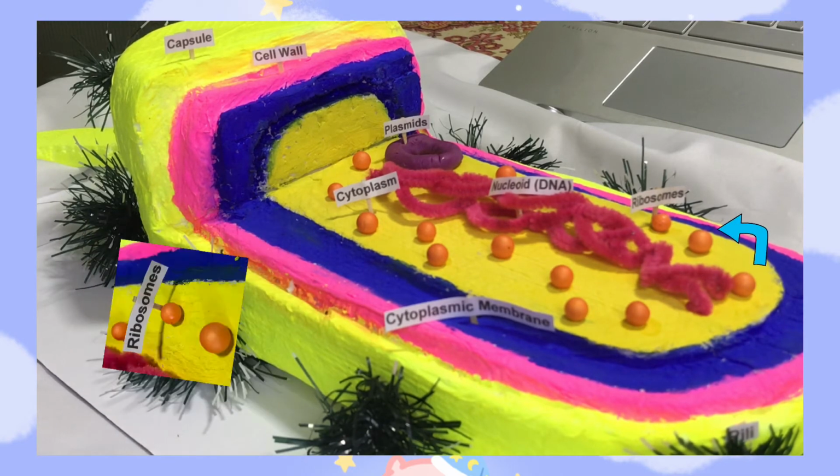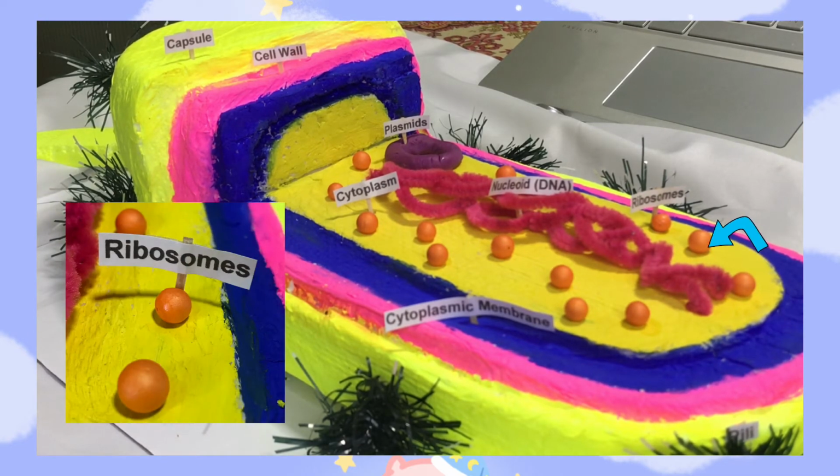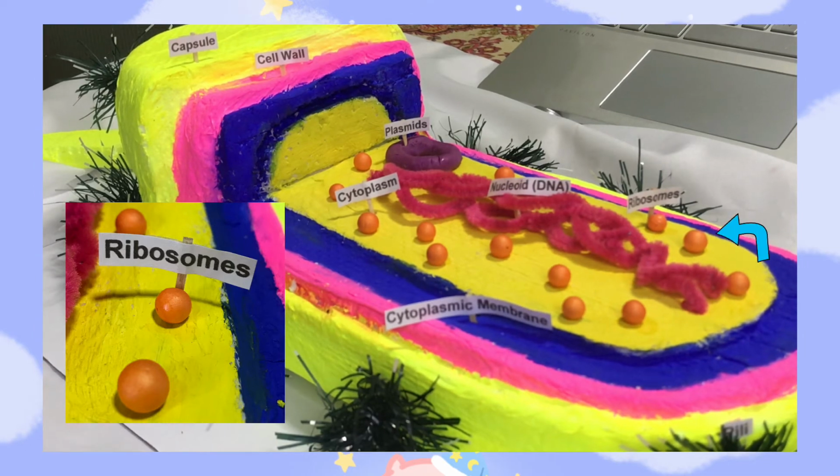Next are the ribosomes. As you can see, they are the small orange balls out there. These translate the genetic code from the molecular language of nucleic acid to amino acids.